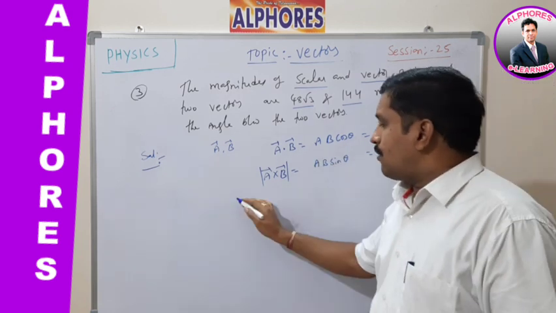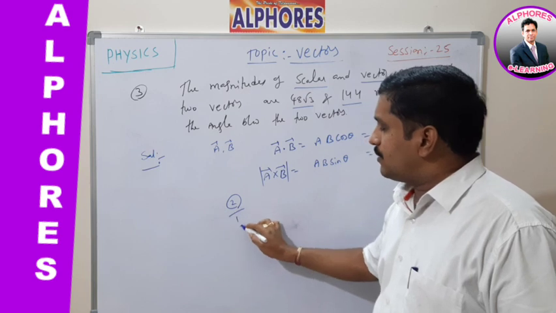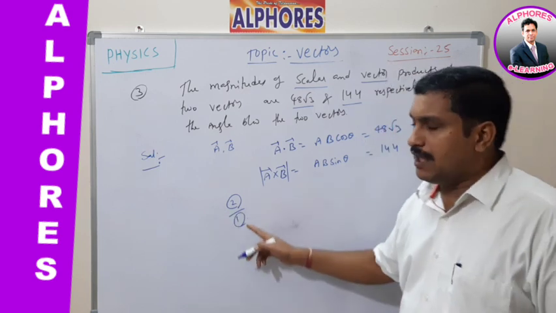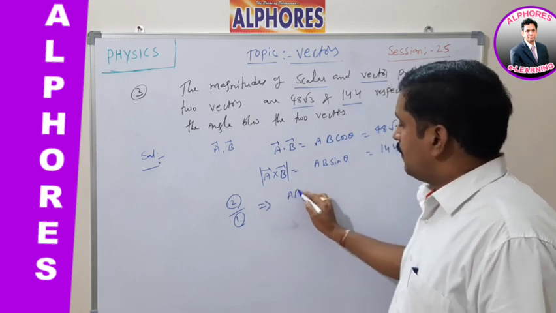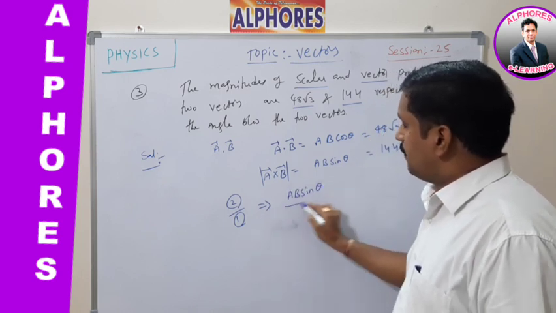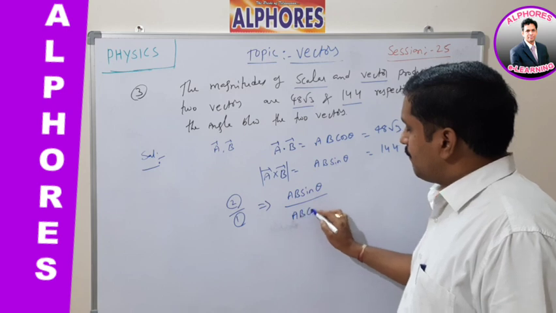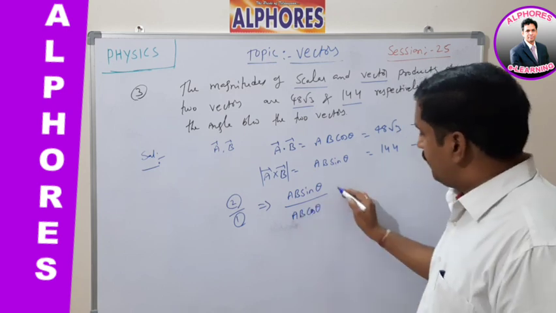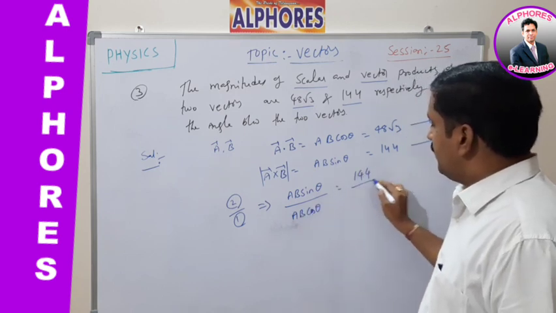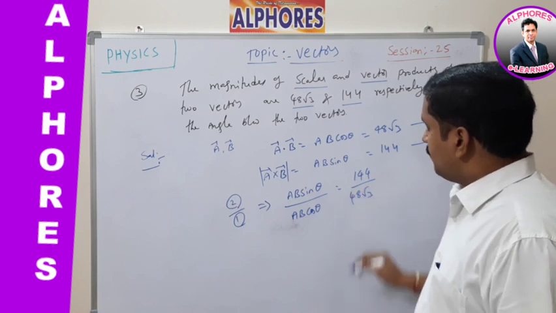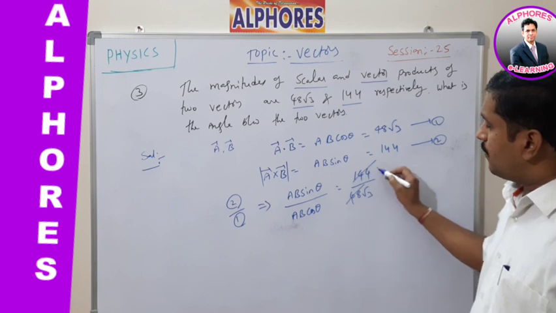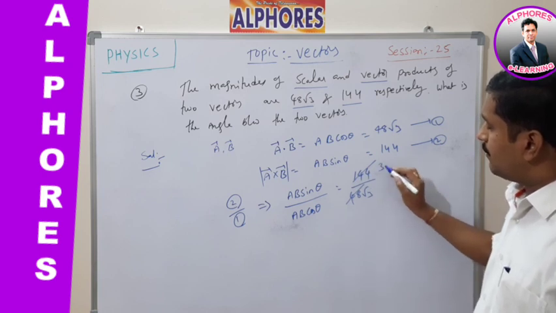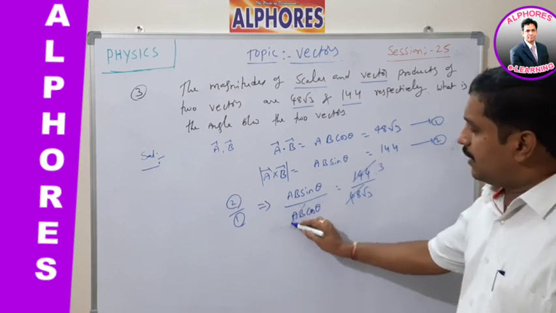Now, how to solve for this angle theta from these two equations? I have to divide equation number 2 by equation number 1. Now, how much does it come? This is AB sin theta by AB cos theta, which is equal to 144 by 48√3. This 48 is cancelled in 144 by 3 times. 3 times 48 is 144. Here AB also cancels.